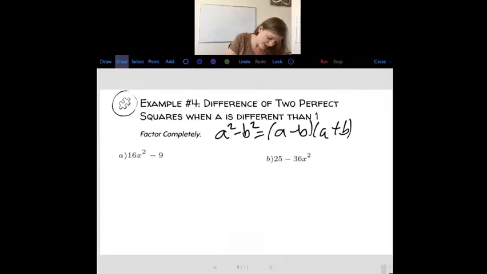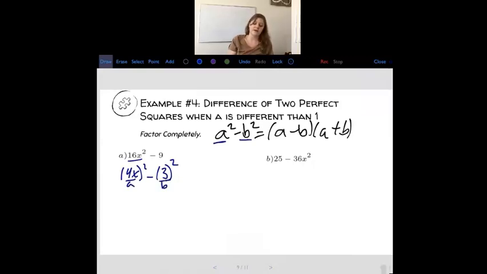Okay, and so what we do is we identify what number's playing the role of a, what number's playing the role of b, and then use the special factorization. So in this case, 16x squared, the square root of 16x squared is 4x. So that is what is being squared. The square root of 9 is 3. So now we have it in the form of a squared minus b squared, where a is being played by 4x and b is being played by 3. So now we have 4x minus 3, 4x plus 3.